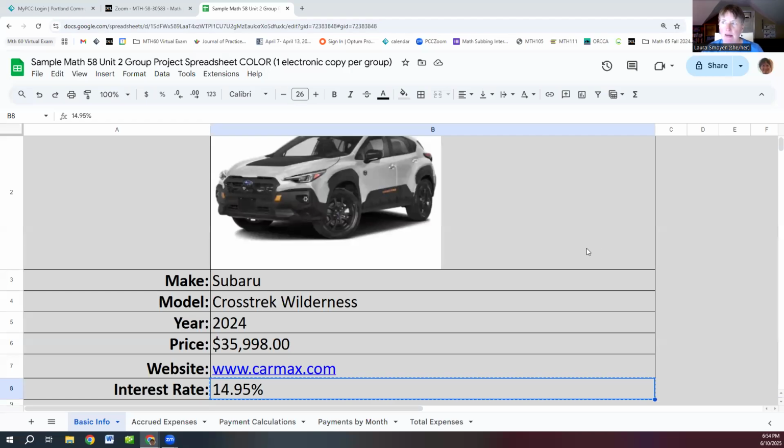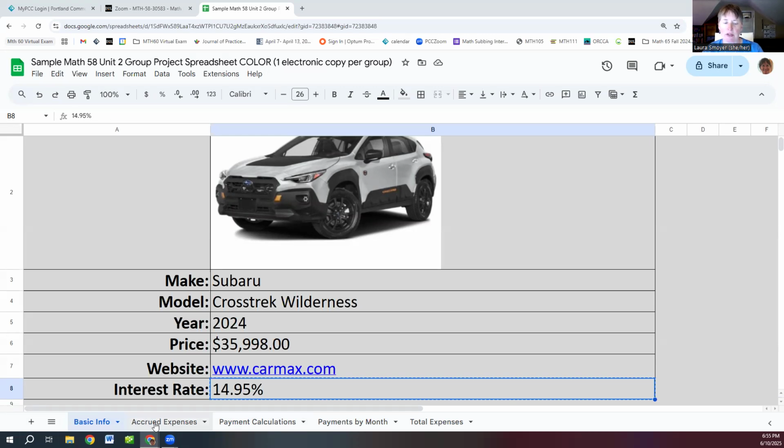In this video, I am going to show you how to do part 3 of our project in which we calculate the true price of buying a car. I have up here a sample spreadsheet. These people decided to buy a Subaru Crosstrek for $35,998 with an interest rate of 14.95%. You should have that filled out in your basic info tab of your group's project.